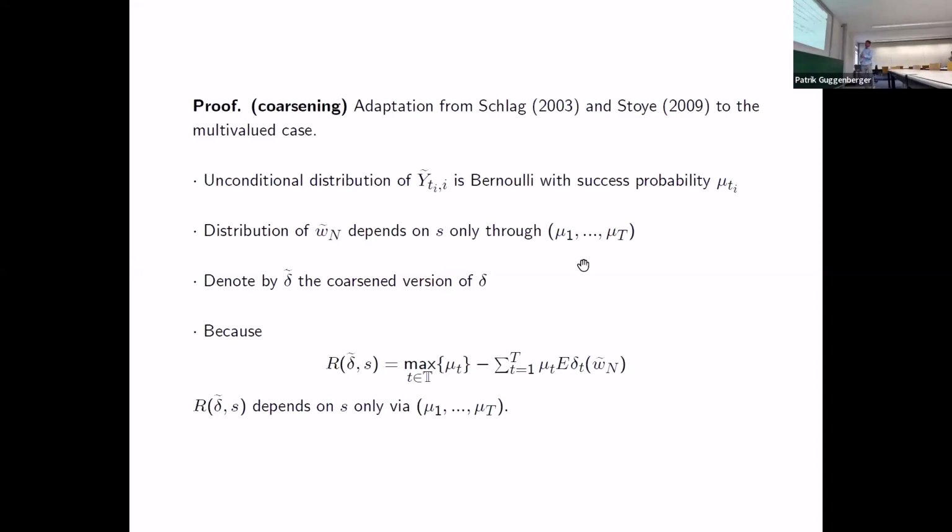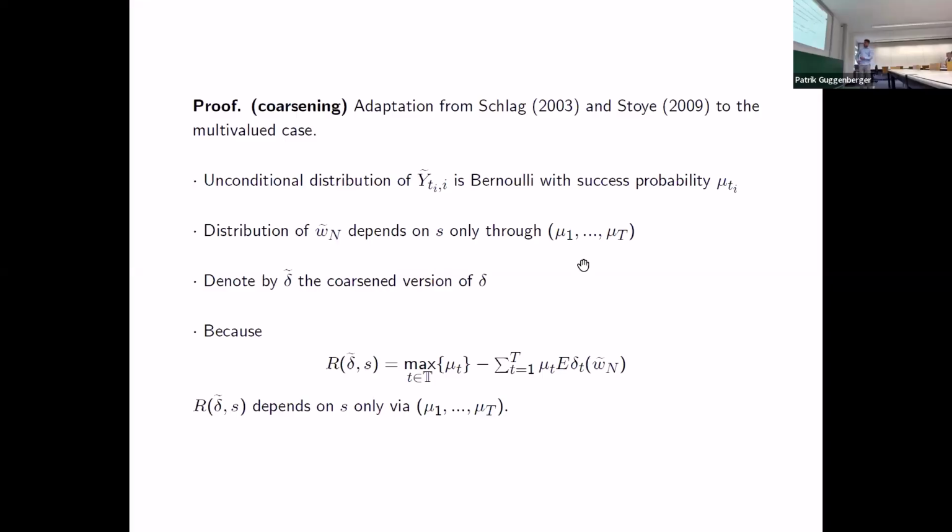So by the law of iterated expectation, the unconditional distribution of Y_{T_i} tilde is Bernoulli with this success probability. Therefore, the distribution of the coarsened sample depends on S, so the joint distribution of potential outcomes, again, only through the mean vectors. Why is that? Well, the sample is still generated in an IID fashion. So in particular, the observations are independent of each other. Therefore, instead of joint, only marginal distributions matter. And given that we have Bernoullis, again, everything is pinned down by the means, and the means are the original ones. So the distribution of the coarsened sample depends on the joint DGP only through the original mean vector.